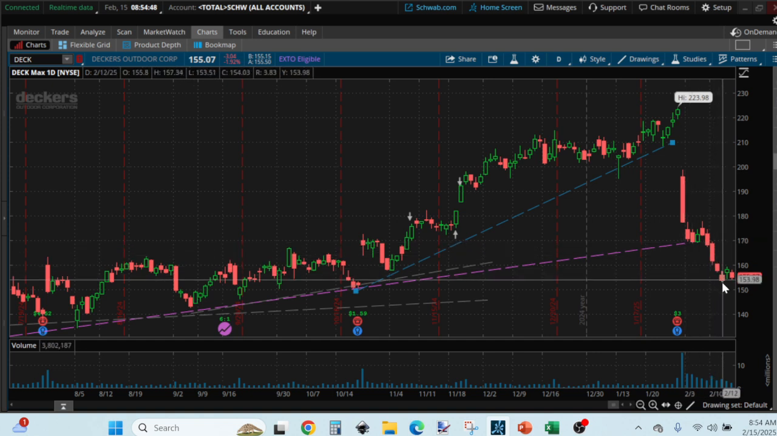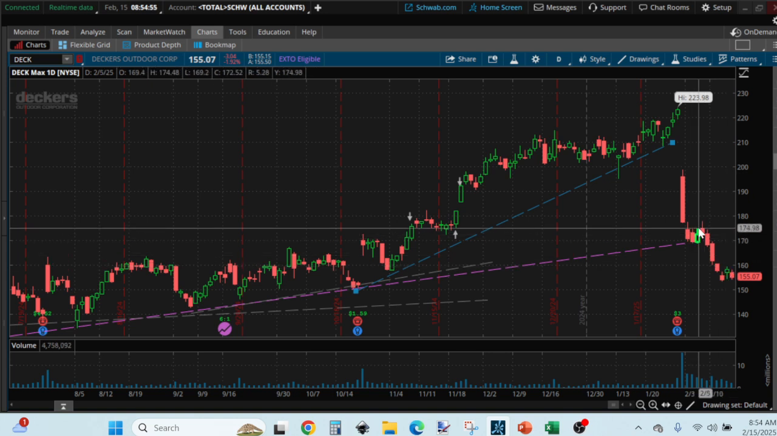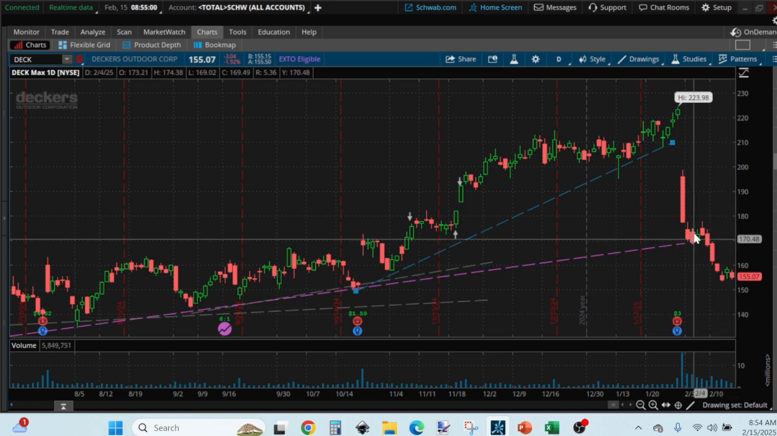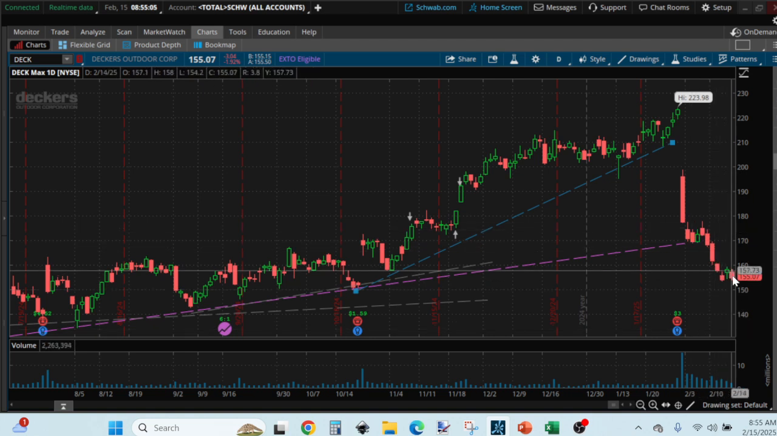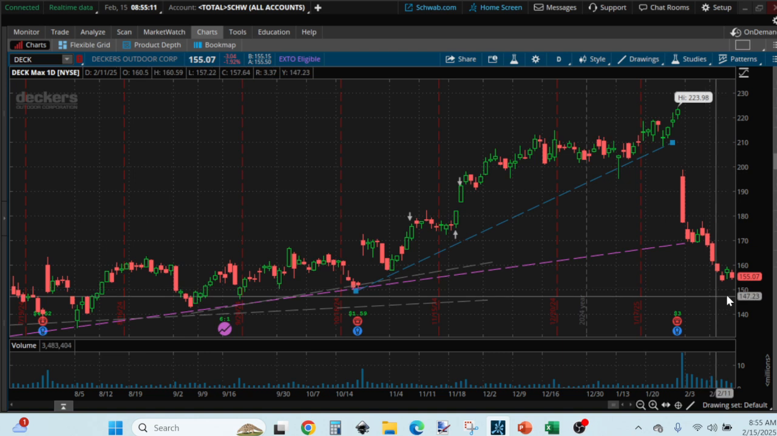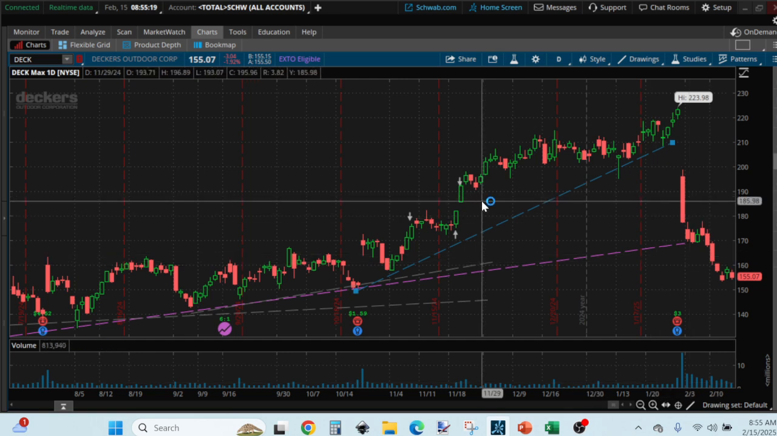But now we are seeing lower lows. You see this high here is lower than this one here. Therefore, we are having lower lows. So we don't know when it's going to stop going down. We are just going to continue observing it. As long as we are having lower lows, we will say it's not done going down. So, that's what we have so far for DECK.